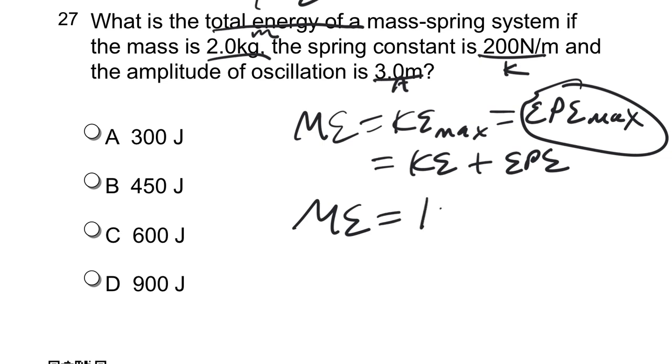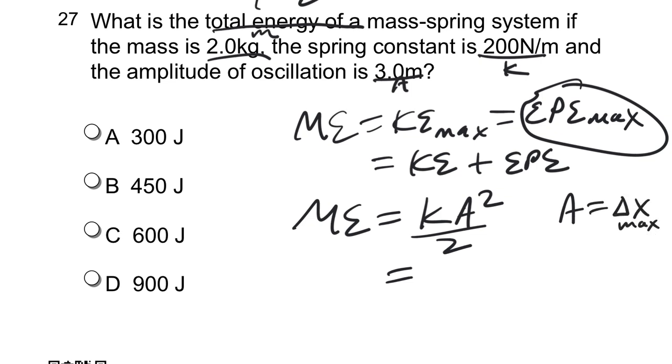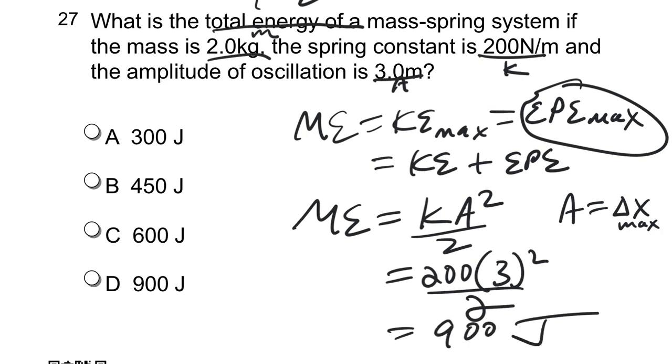So that equals KA squared over 2. Again, A is delta x max. I'm just going to do what they do with the A. So K is 200 times amplitude 3 squared, over 2. So 100 times 9 is 900 joules.